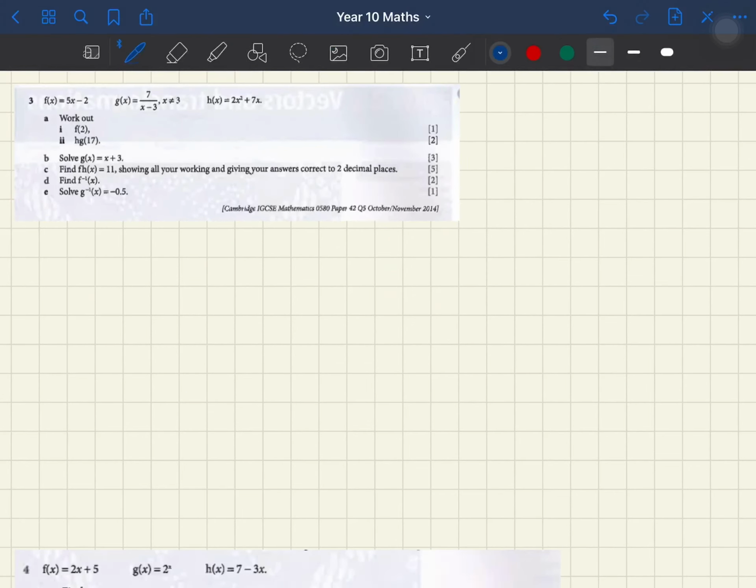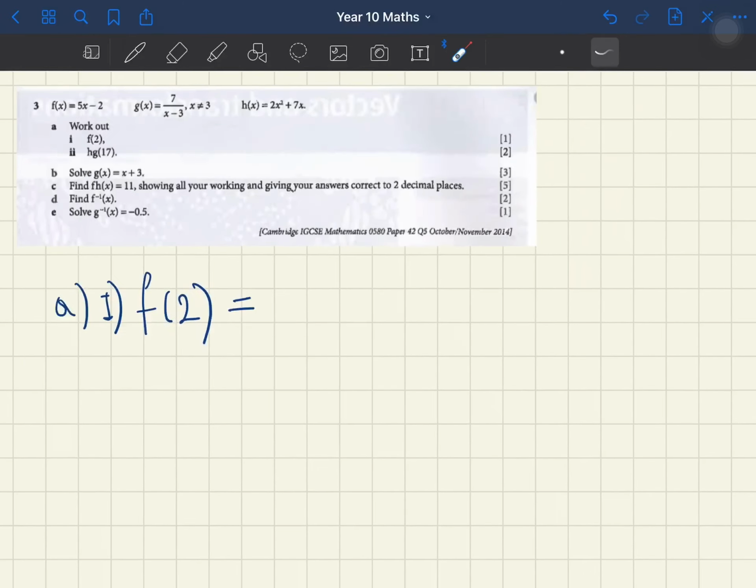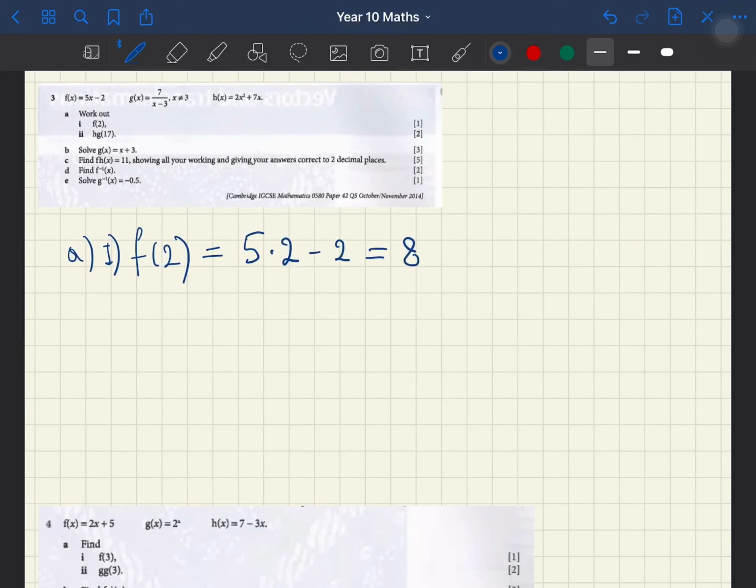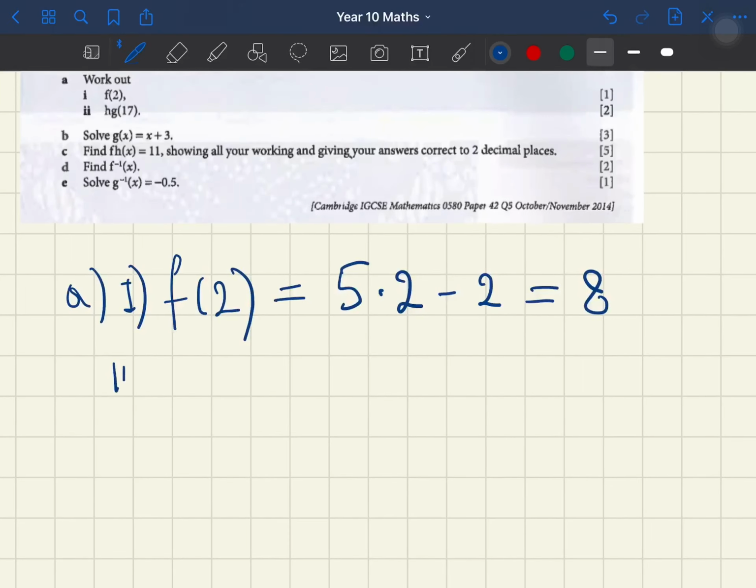Okay, this is about functions. Here we have functions. And let's say we have to work out f of 2. So f of 2 equals, in this case we take 2 from here and we put it into function f. We replace x with 2. So f of 2 would be equal to 5 times 2 minus 2, which is equal to 8. And second one, hg, this is actually a bit harder, hg of 17.